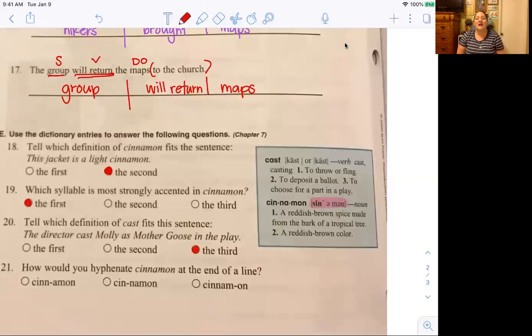And 21, how would you hyphenate cinnamon at the end of a line? Would you do cin-namon, or cinna-mon? The first one, right?